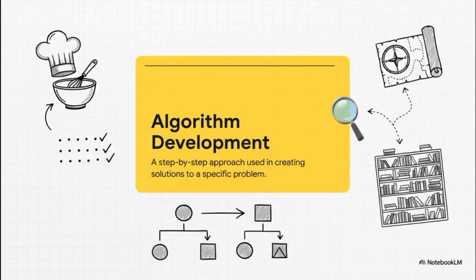And that brings us right to our key term. Now, algorithm development sounds super technical, I know, but just look at this definition. It's simply a step-by-step approach for creating a solution. That's it. It's a recipe. It's a game plan. It is the map that you draw before you ever step foot into that chaotic library.